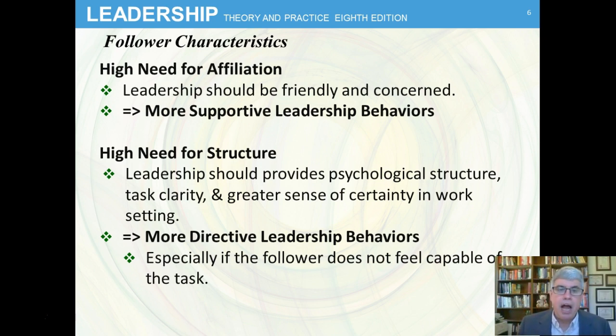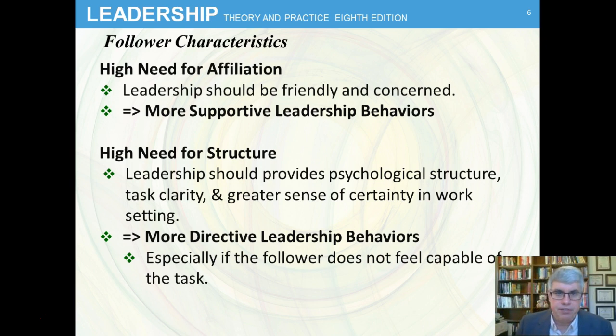But the higher the need for affiliation that somebody has, the more the leader needs to be friendly and concerned about them. That means more supportive behaviors. People that don't really care about being close to somebody, they don't need that friendly and concerned behavior as much. Some of it would still be good, but they don't need it as much as the people that have that high need for connecting with people.